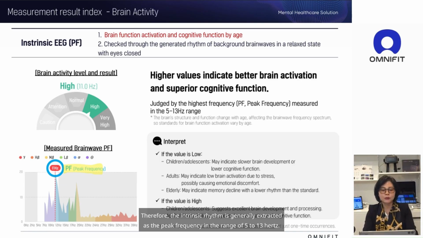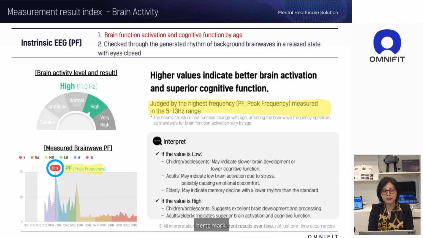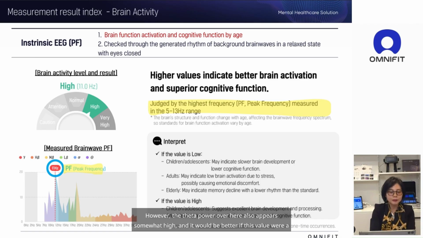Therefore, the intrinsic rhythm is generally extracted as the peak frequency in the range of 5 to 13 Hz. So, in the example file provided here, you can see that it appears very prominently and ideally at the 10 Hz mark. However, the theta power over here also appears somewhat high, and it would be better if this value were a bit lower.